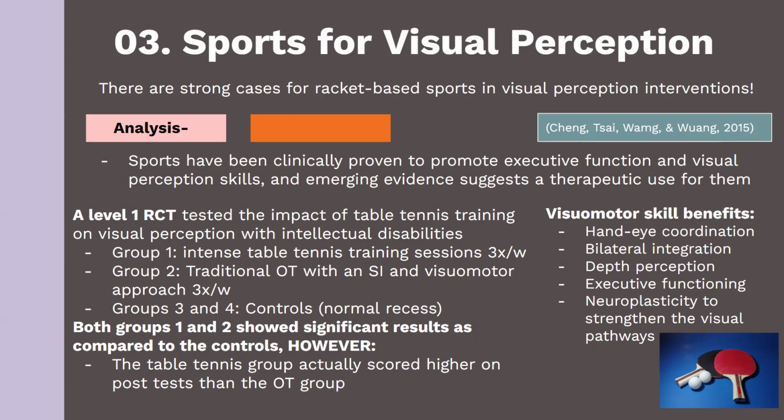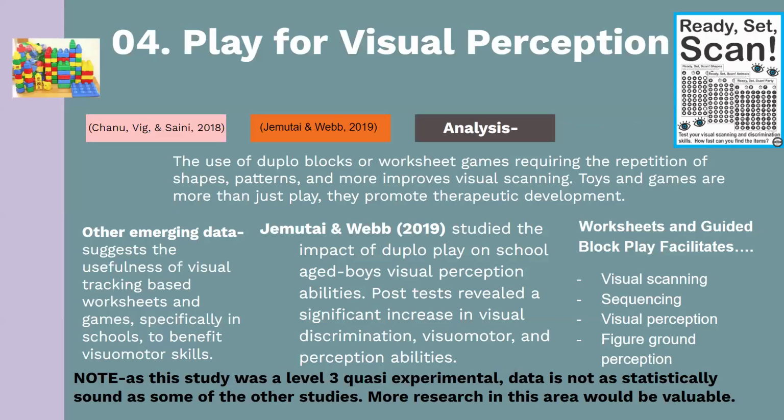The visual motor skill benefits promoted by table tennis were hand-eye coordination, bilateral integration, depth perception, executive functioning, and they also made the case to say that neuroplasticity was involved because there was a strengthening of the visual pathways connected with the rest of the body. And since this was a level one RCT and other studies that I found, these were pretty significantly sound. And it makes the case to say that sports should be more therapeutically utilized in our field.